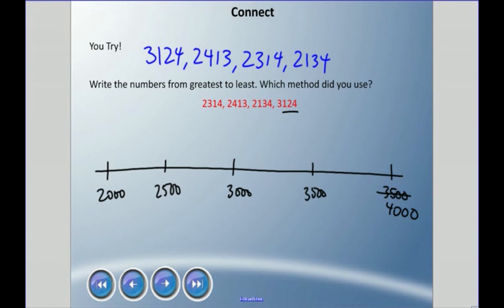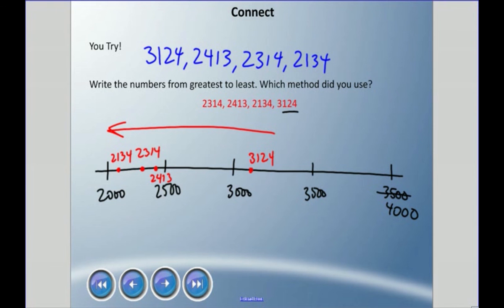Okay, so 2,314 is over 2,000, but less than 2,500, so it's about here. We have 2,413. It's even closer. We have 2,134 about here. And then we have 3,124 way over here. So you can kind of see the order. Now we're going greatest to least, so we would be reading the numbers that direction.